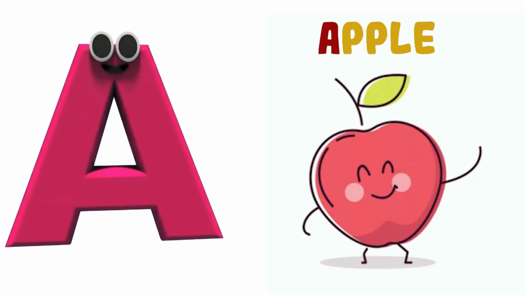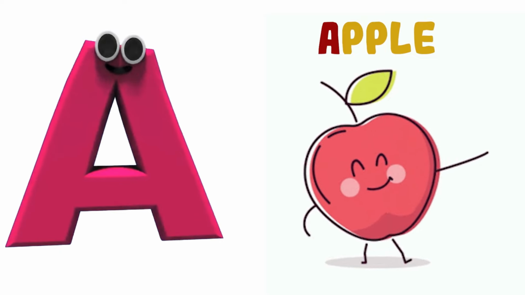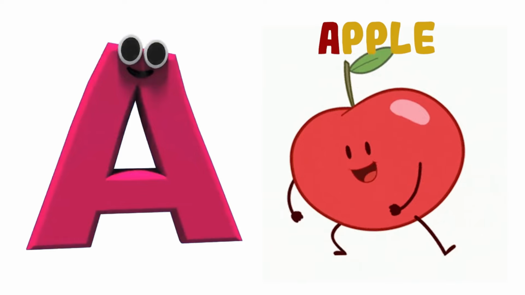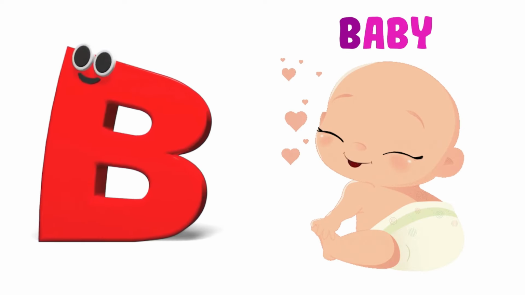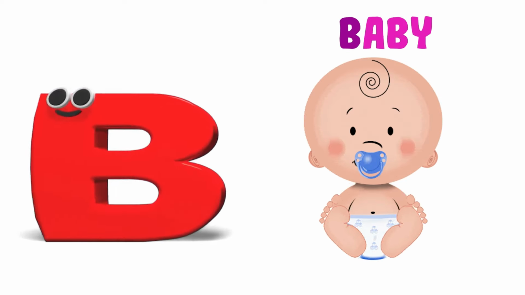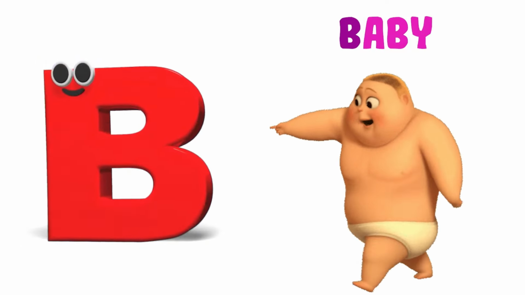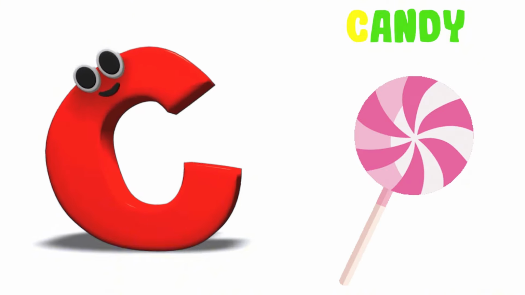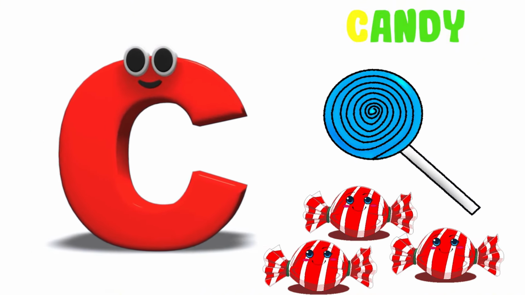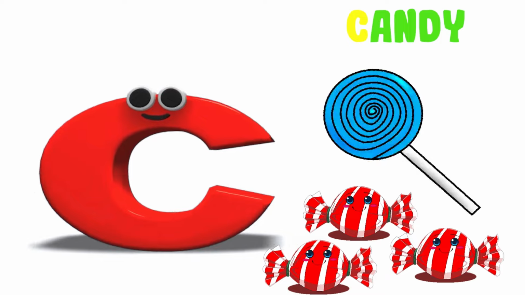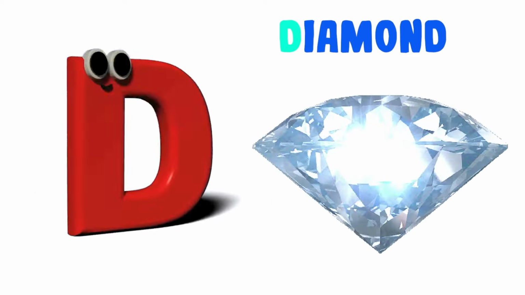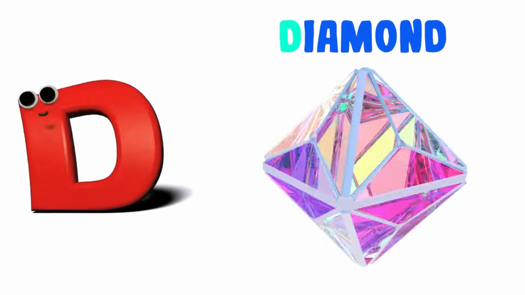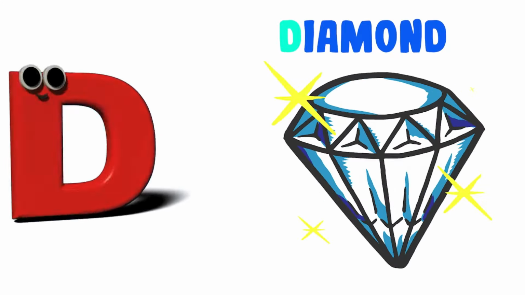Do it again! A is for apple, a-a-apple. A-apple. B is for baby, baby, b, b, baby. C is for candy, k, k, candy. C, candy. D is for diamond, d, d, diamond. D, diamond.